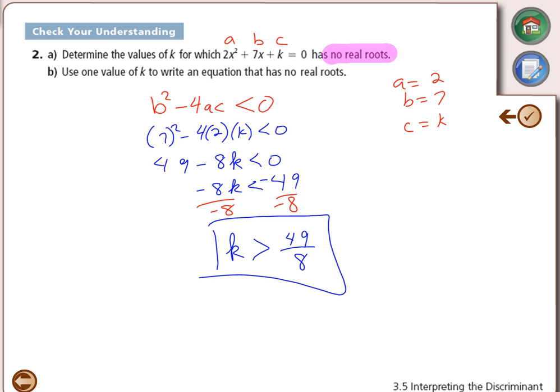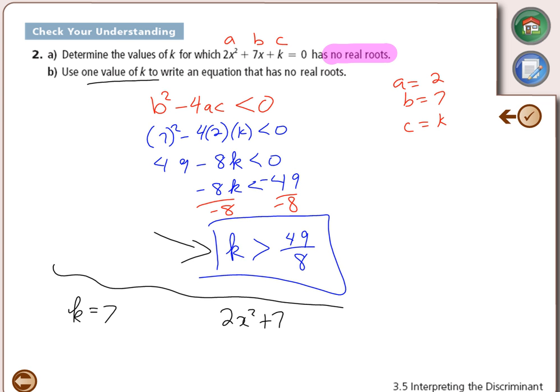Part B. Just pick a value of K that meets this criteria. Okay, well, something that's bigger than 49 over 8. Try 7. Let's just use a K of 7. So that means an equation would be 2x squared plus 7x plus 7 equals 0. Done. There's an infinite number of options that you could have used.